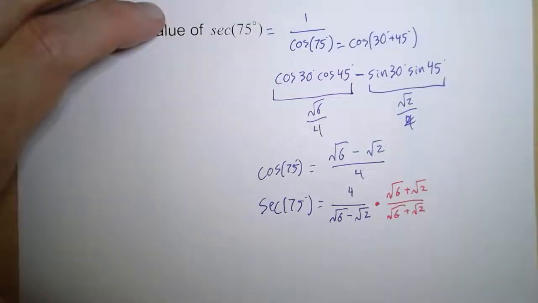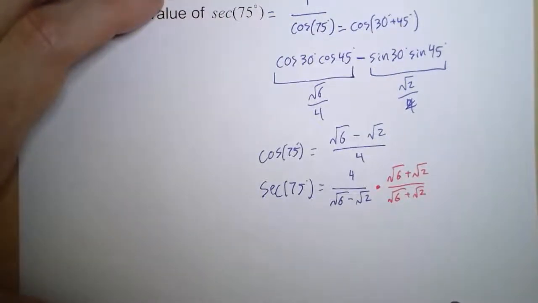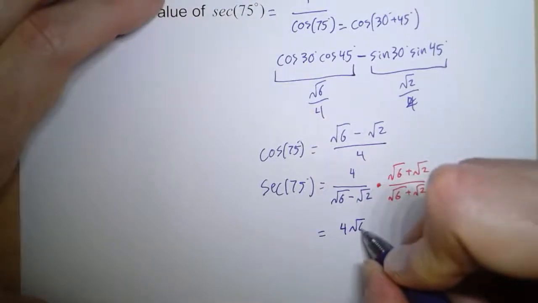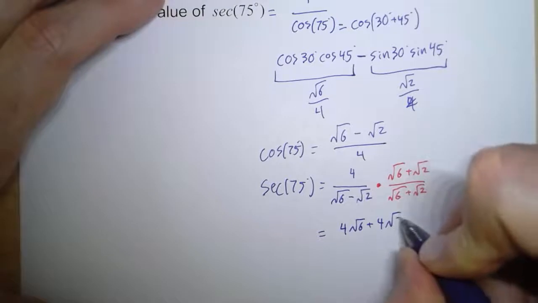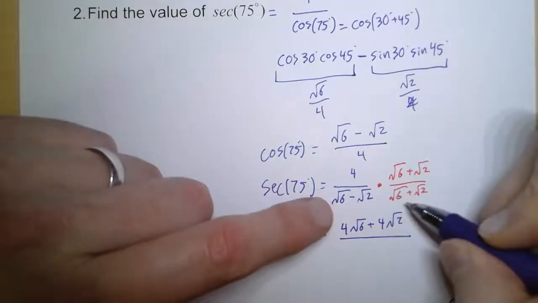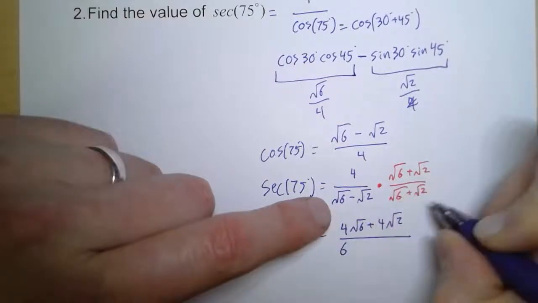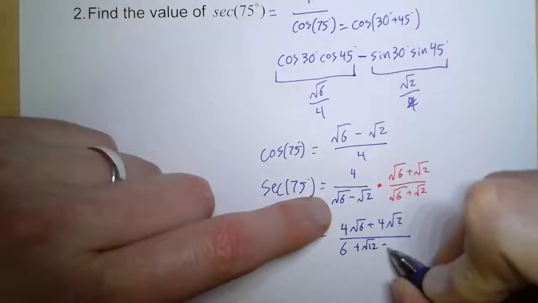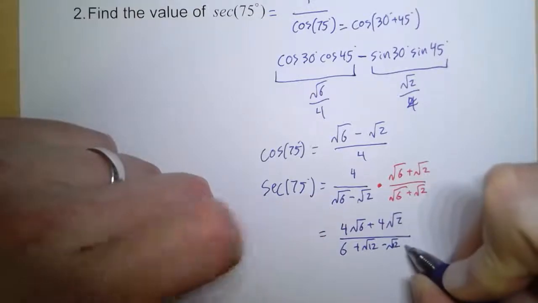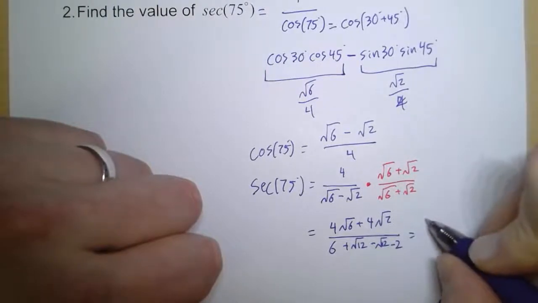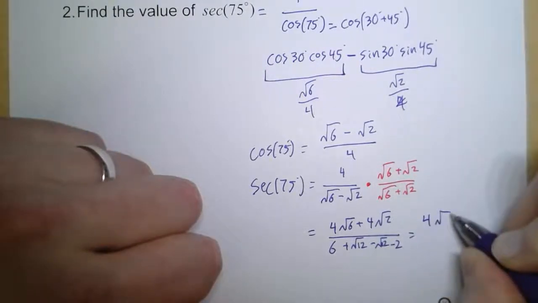So when we do that, we get 4 radical 6 plus 4 radical 2 all over... Now this is a difference of squares. So we're going to get 6 plus radical 12 minus radical 12 minus 2. So that means we're left with 4 radical 6 minus 4 radical 2 all over.